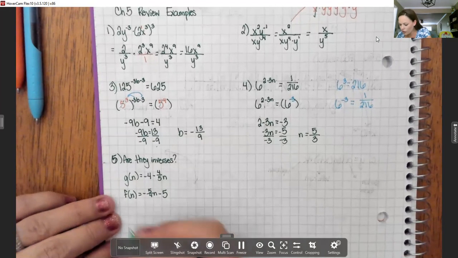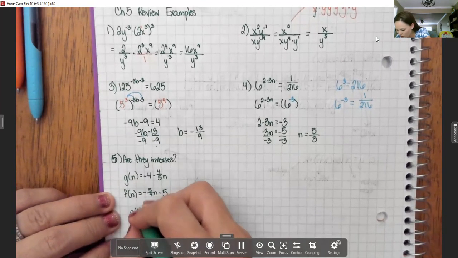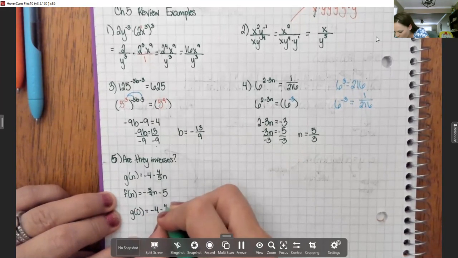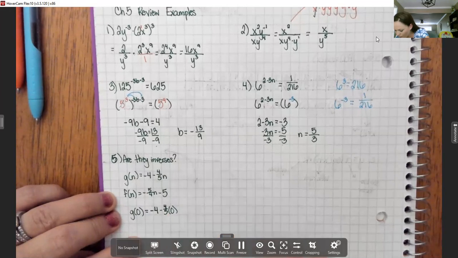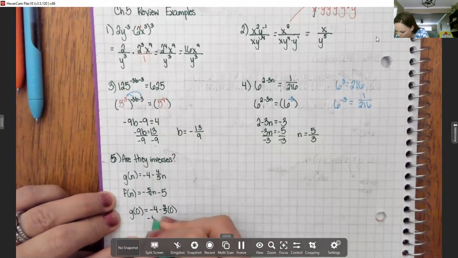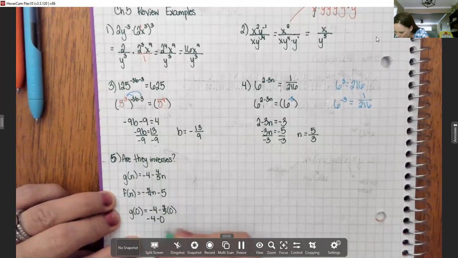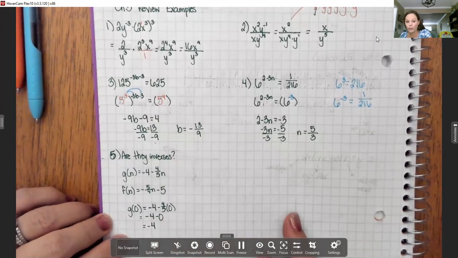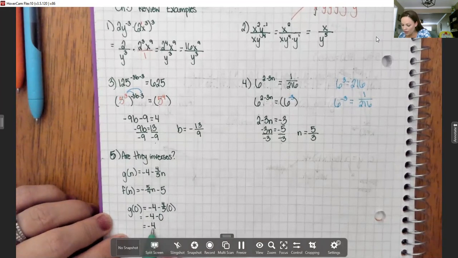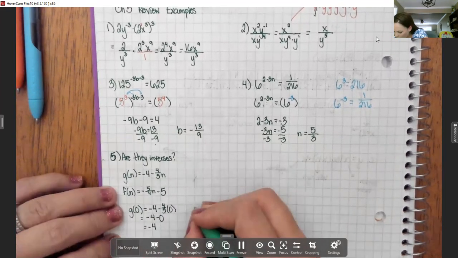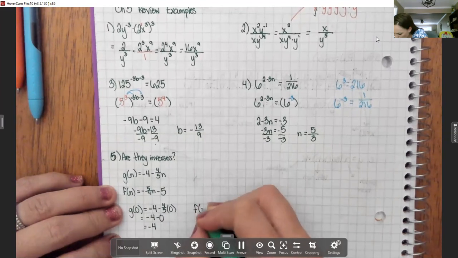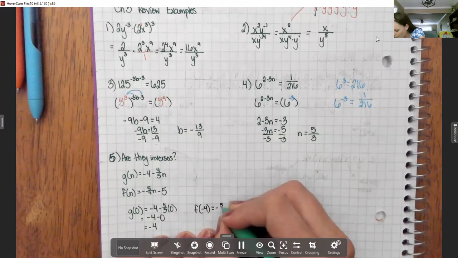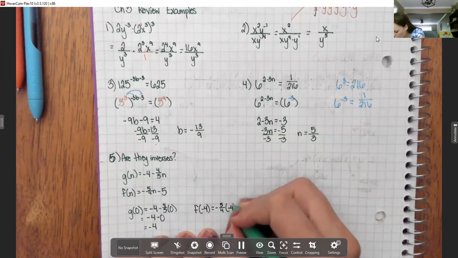So I'll show you two different ways here just so you know. So say we do g of 0. So I have -4 minus 4/5 times 0. Well, that's -4 minus 0, which is just -4. So that means I want to plug -4 in for f of n. So f of -4 equals -5/4 times -4 minus 5.